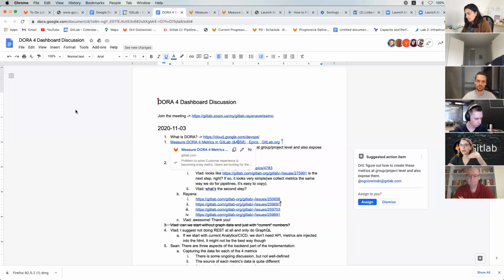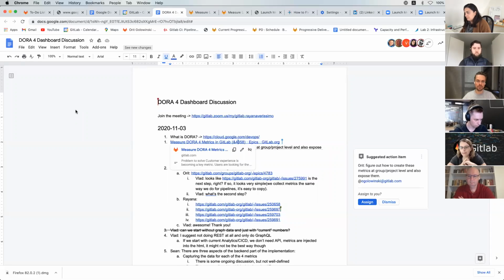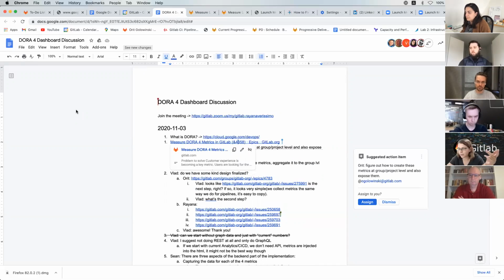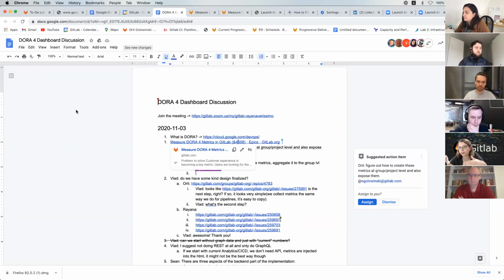So showing it on the project level, and we have some of these metrics already in place, so we can reuse them and we don't need to reinvent the wheel. And then aggregating the data up to the group level and then aggregating it up to the instance level. So I hope that, Vladimir, answers your question of the order of things.